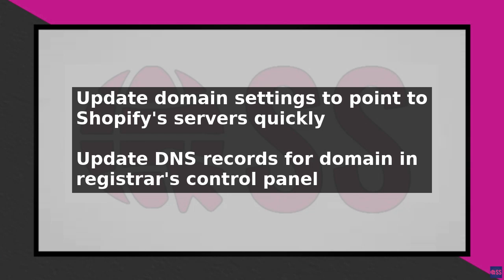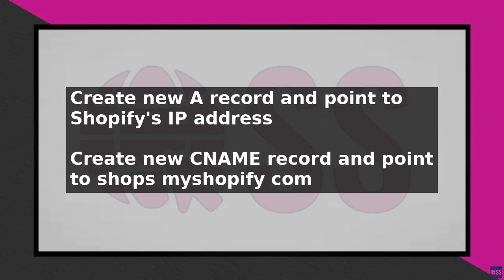To do this, log into your domain registrar's control panel and go to the DNS settings section. Create a new record and point it to Shopify's IP address, which is provided in your Shopify admin panel. You will also need to create a new CNAME record and point it to shops.myshopify.com. After updating your DNS records, it may take some time for the changes to propagate.